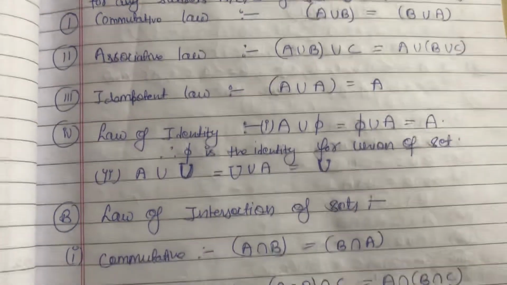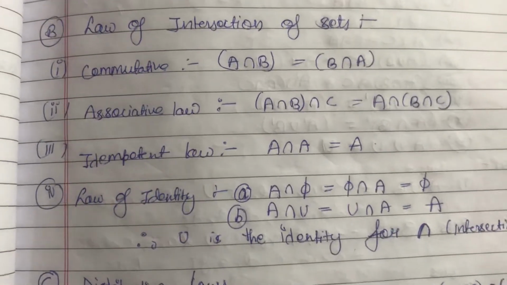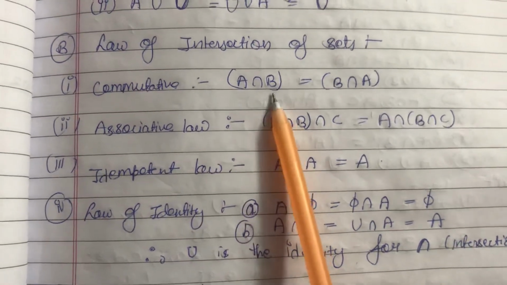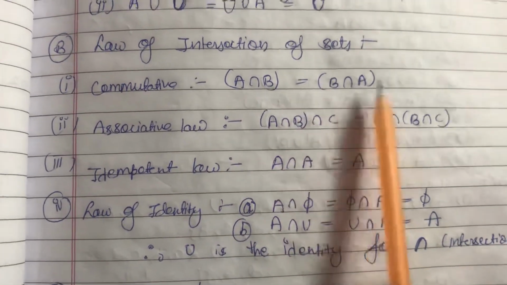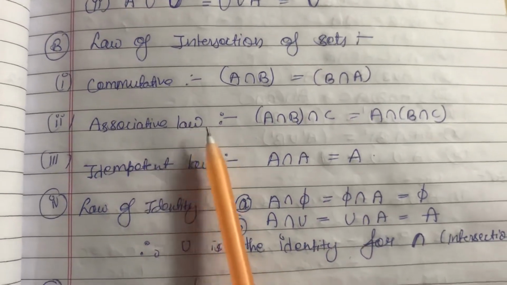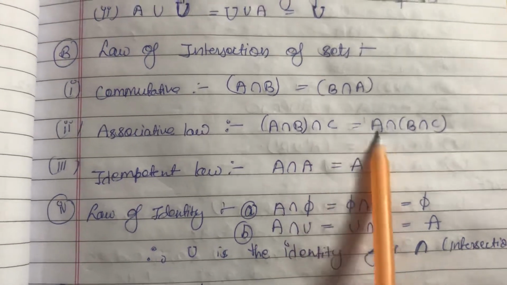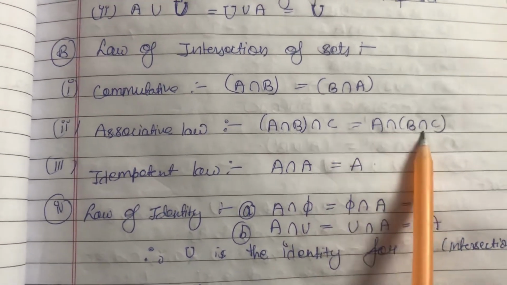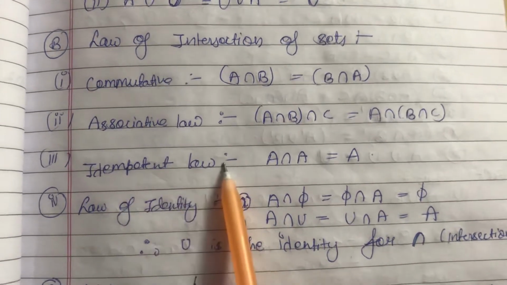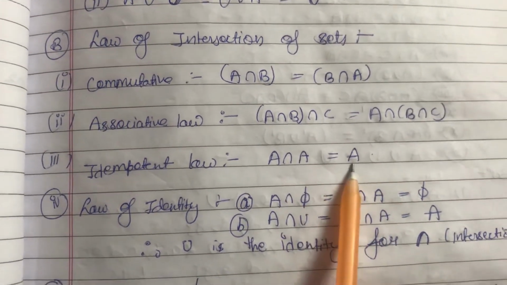The second is law of intersection of set, which states that the first one is commutative law, in which A intersection B is equal to B intersection A. That is also commutative. The second one is associative law, in which A intersection B intersection C is equal to A intersection (B intersection C). The third one is idempotent law, which is A intersection A is equal to the set itself, which is A.